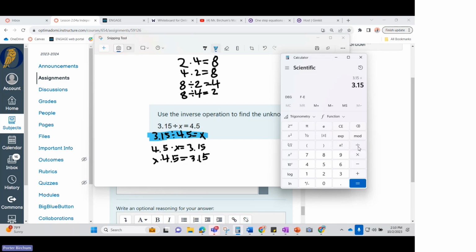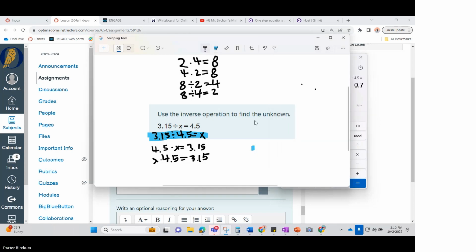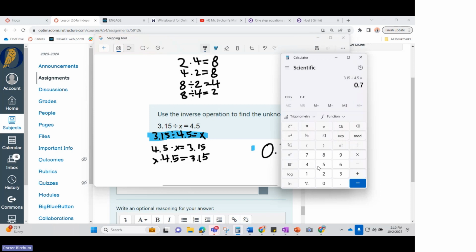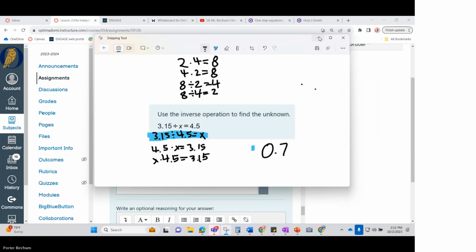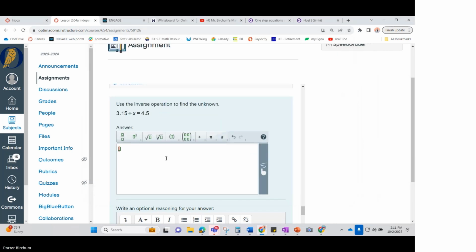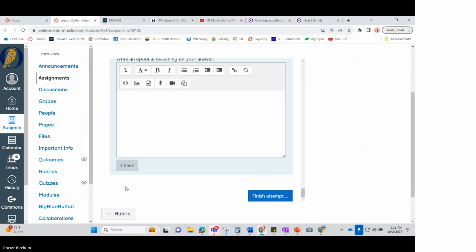3.15 divided by 4.5 equals 0.7. Let me just, don't want to be too quick. 0.7. Let's see if my answer is correct and plug that number into the original sentence. 3.15 divided by 0.7 equals 4.5. Oh yeah. 0.7. Check.